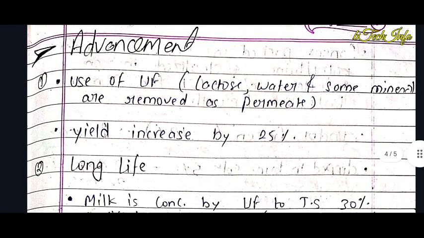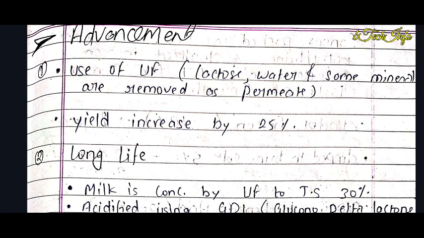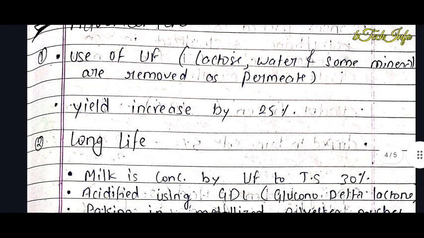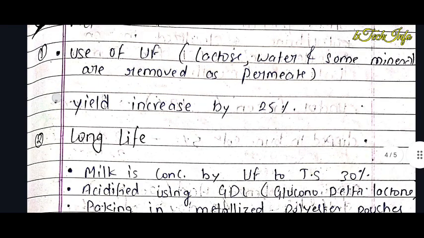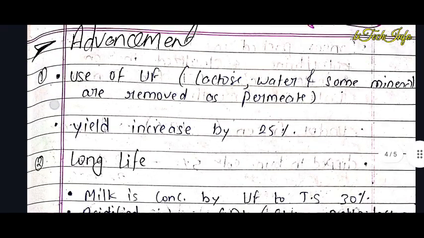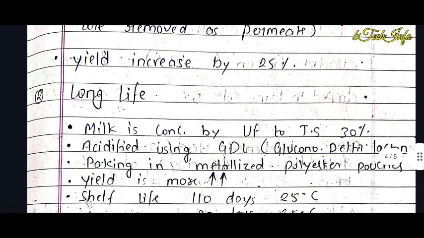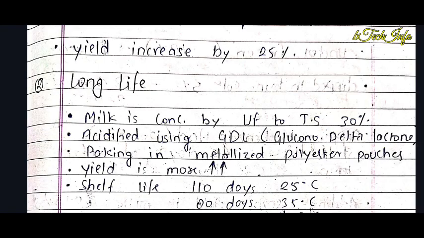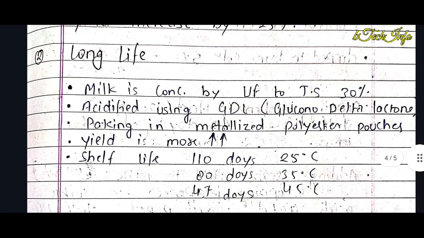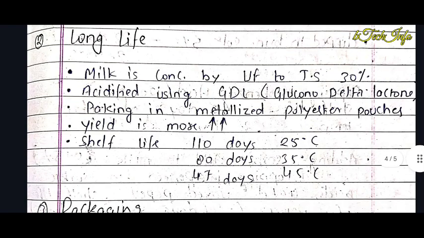Industrial advancements, like use of UF ultrafiltration. What it does: lactose, water and some minerals are removed as permeate, so the yield is increased by 25%. It is very crucial and important to increase the yield of paneer. For long life, milk is concentrated by UF to total solids up to 30%, acidified using GDL. It is another type of coagulant which is used for paneer manufacturing, glucono delta lactone. Packing in metallized polyester pouches.